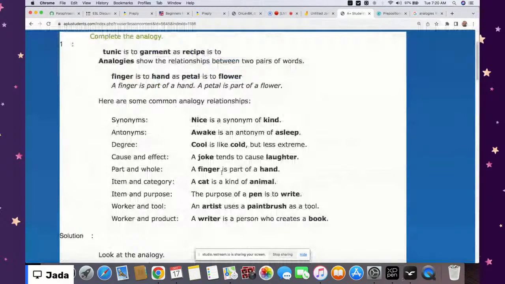Like tunic is to garment and recipe is to what? So can you create yours and send it on the chat? Let's be sure that you understand. So if you really do understand, can you create yours and send on the chat? Think about it and send it to me if you have any.